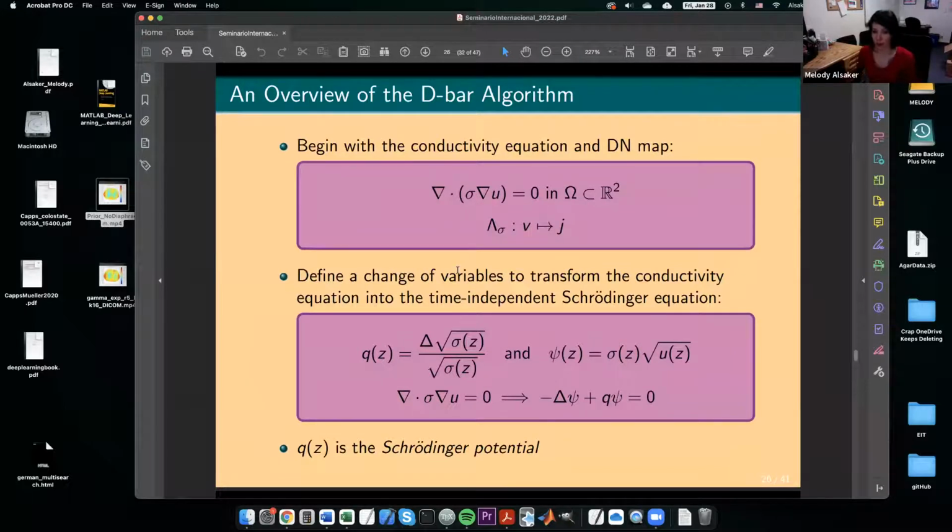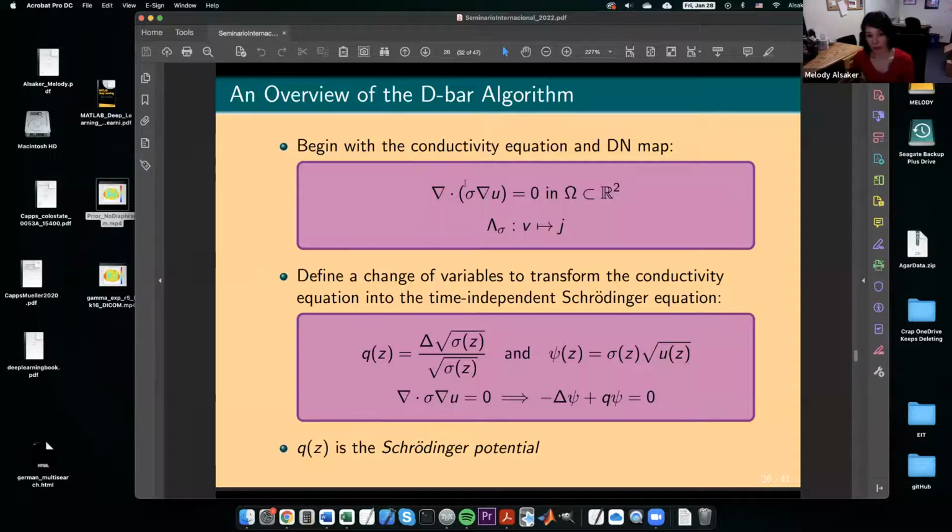So I'm going to go over the basics of what we call the dbar algorithm. This is a direct solution method for EIT. It's a little bit unique. So this is what I work with. It's a direct method as opposed to an iterative method. I would say the vast majority of people who work on EIT across the world use iterative techniques or statistical inversion techniques. So this is a little bit unique.